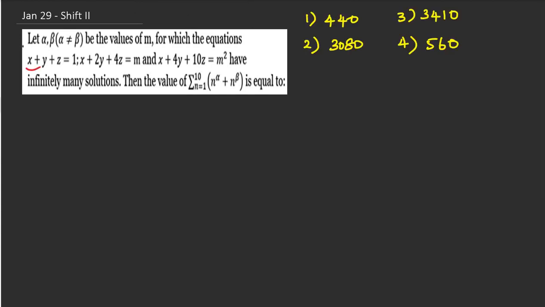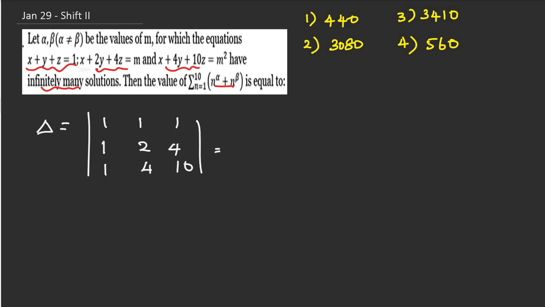Moving on to the next question, we have 3 equations here and it has infinitely many solutions. Then find the value of sigma n power alpha plus n power beta. We take delta is equal to, from the 3 given equations, the coefficients 1, 1, 1 in the first equation. Next equation, the coefficient of x is 0. The next equation, the coefficients are 1, 2 and 4. The third equation is 1, 4 and 10.